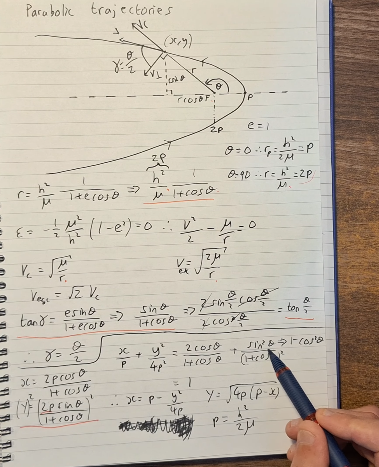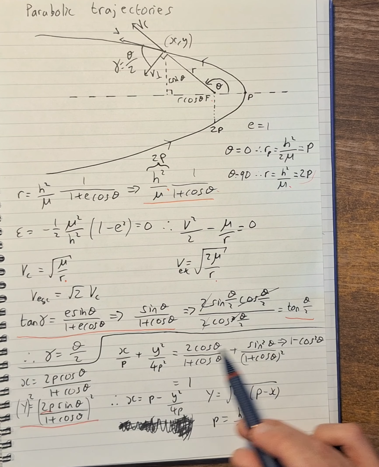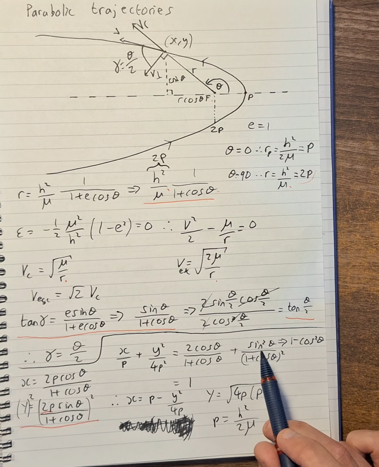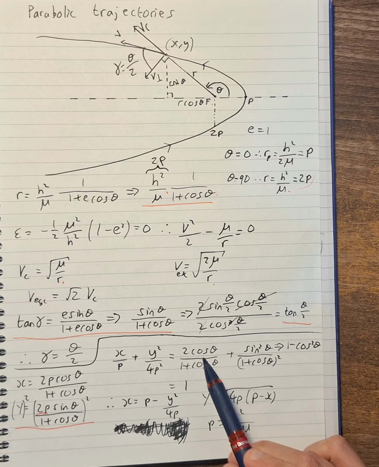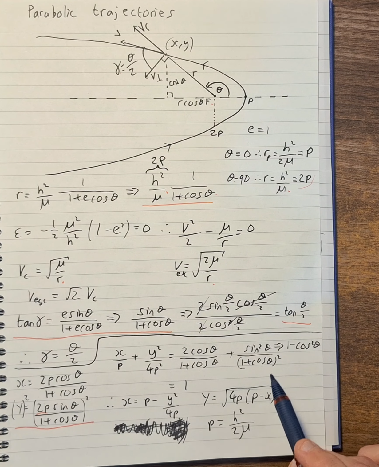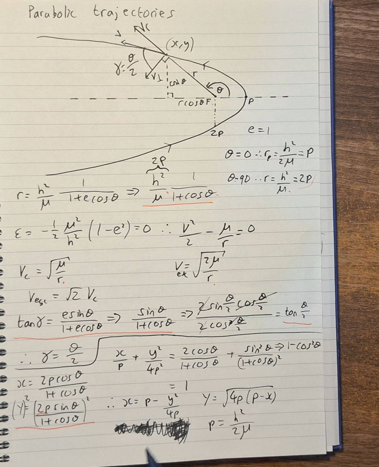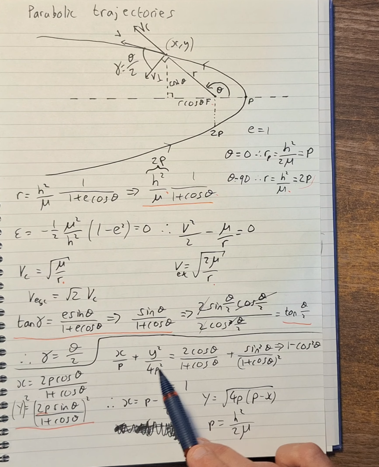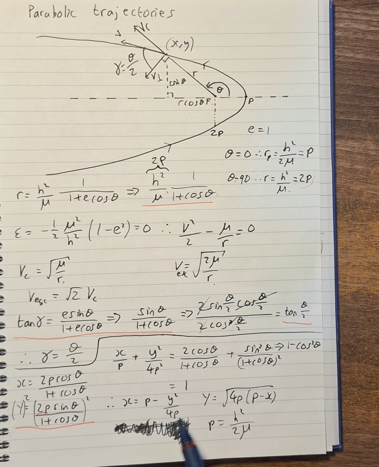Now the top bit here becomes 1 minus cos squared theta, and then when you add those fractions together, you'll see the top line equals the bottom line, which equals 1. It's just a quadratic equation on the top when you add those together, and that quadratic equation simplifies to 1 plus cos theta all squared, so you get 1. So x over p plus y squared over 4p squared equals 1. And you can rearrange that, x equals p minus y squared over 4p, or y equals the square root of 4p times p minus x.